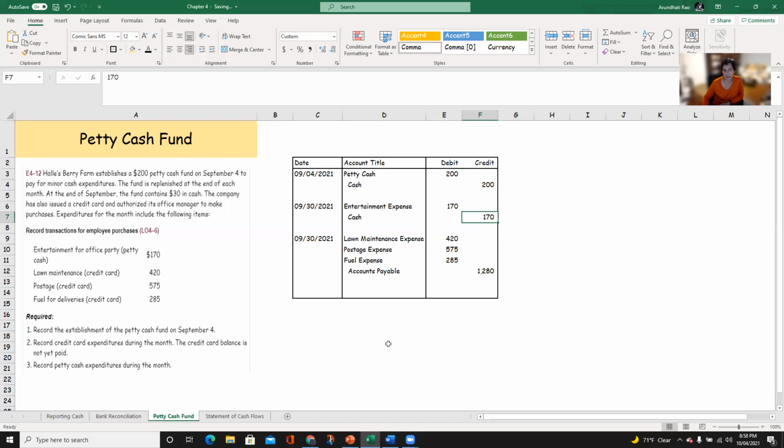Okay. So this is a quick example of a petty cash fund. Lots of companies still use it, but more and more companies are now going with credit cards and debit cards to manage this and stepping away from cash altogether. However, if a company does use petty cash, this is how we would do the journal entries.